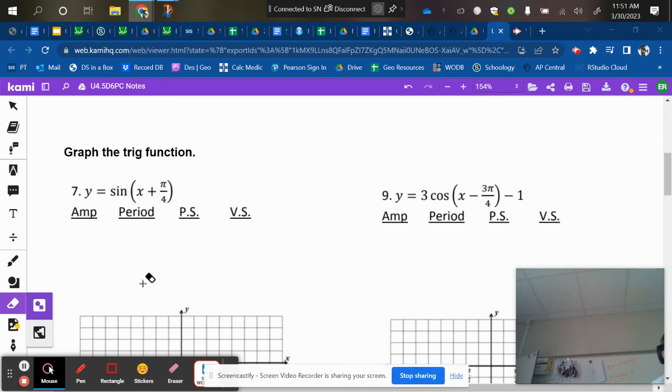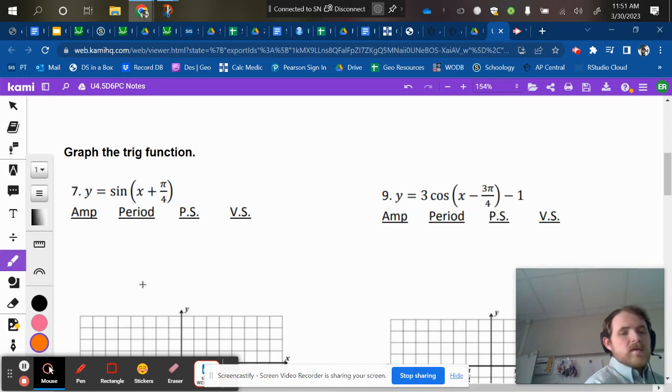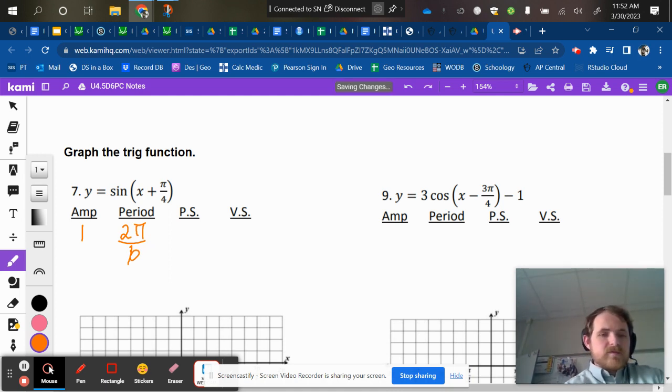Amplitude is 7. What's our period? What's in front of the x? A 1, so it's going to be 2 pi over 1, which is just 2 pi.